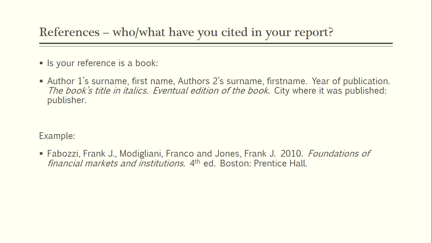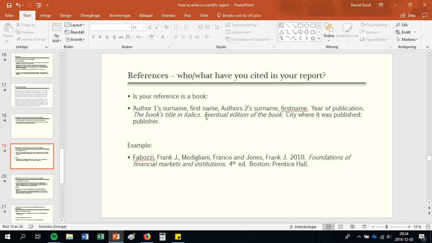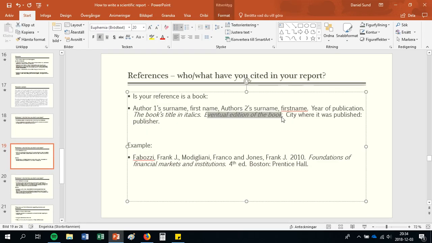Is your reference a book? Then you write it in this format. The surname of the first author, then his or her first name. Then you do it for the second author, and so on, and you continue until you've given all the authors. Then you give the year of publication. You give the book's title in italics. The edition of the book should not be in italics.